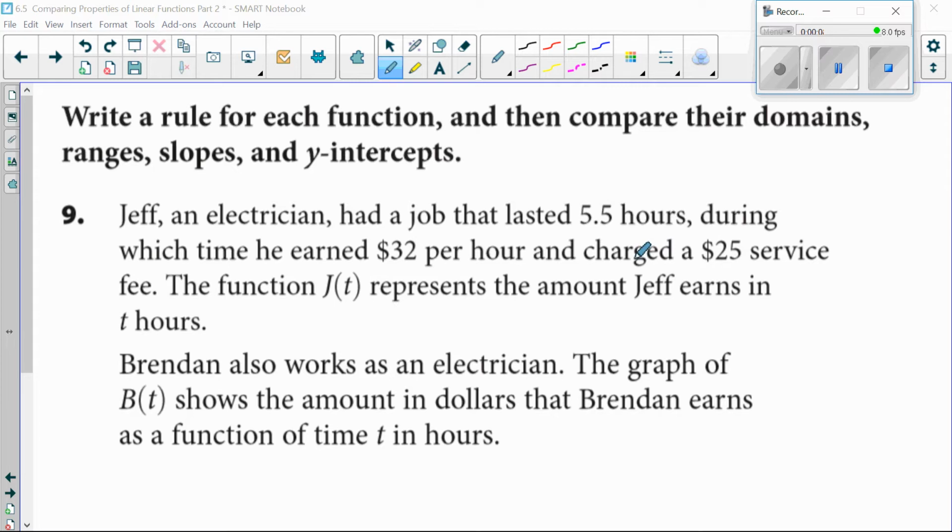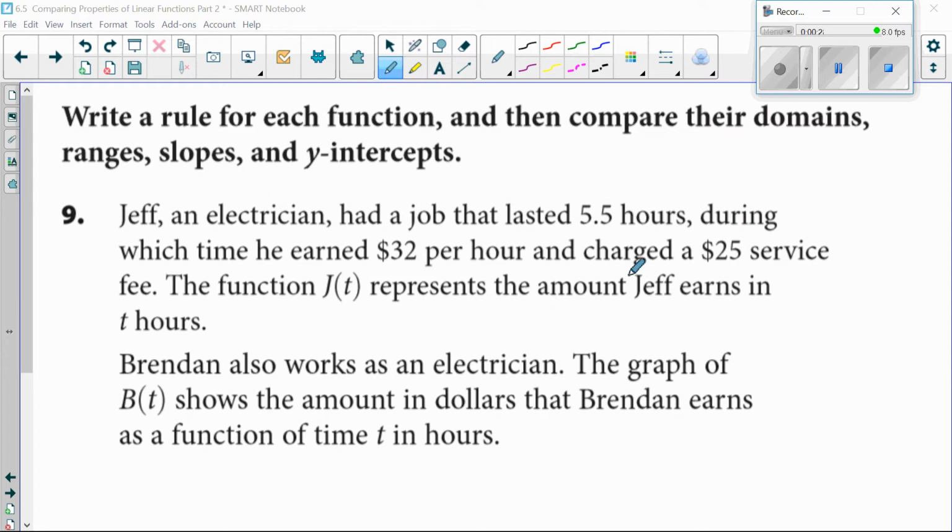In this particular example, we're looking at a word problem and comparing it to an actual graph for these functions. So we're going to interpret the word problem and write a linear function, and then we're going to interpret the graph and write another linear function. Take a look at all of their domains, slopes, and y-intercepts and compare the two.